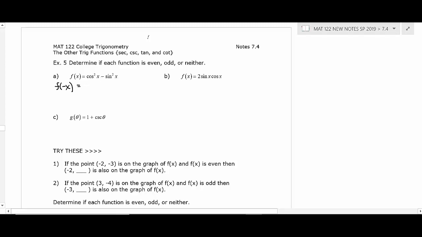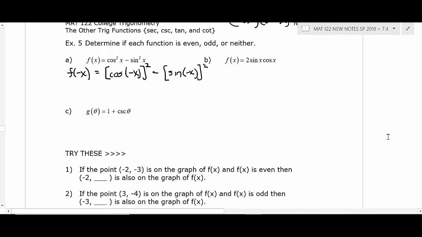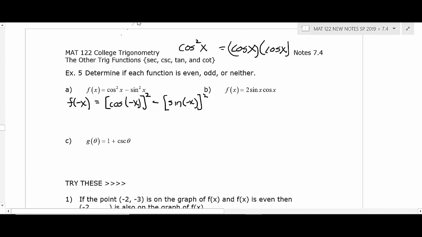Now, cosine squared, I don't know if this has popped up in this class yet. That just means cosine times cosine. That just means you're multiplying the cosine by itself. So a good way to write this is like this. I'm going to say cosine of negative x, and that whole thing squared, and then that's a minus sign, so I'll say minus sine of negative x, and then the whole thing gets squared. So what we have here then is this. Next step is you just need to know which function's even and which function's odd. The idea is the cosine is an even function.